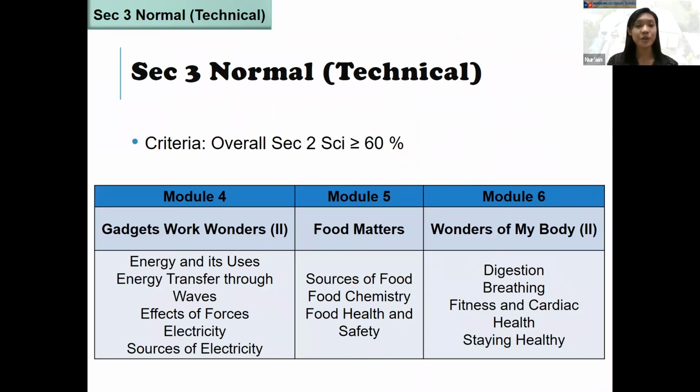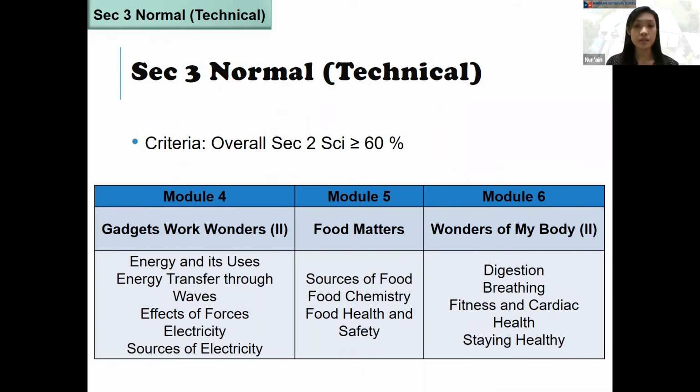I will now move on to 3NT. So do take note, science will not be a compulsory subject for 3NT students. We do have a criteria for it. So students will need to achieve an overall of Sec 2 Science to be at least 60%.